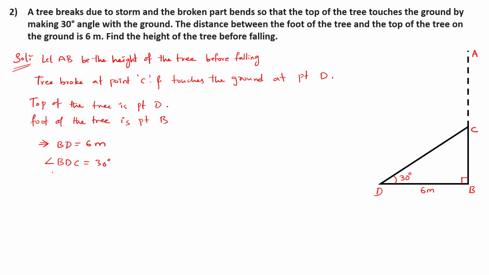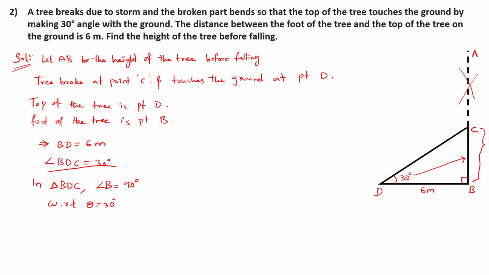Now, let's continue. Angle BDC is 30 degrees. Now, in triangle BDC, if you observe triangle BDC, angle B is equal to 90 degrees. Now, that became a right angle triangle. In that, acute angle theta is equal to 30 degrees. Here is your acute angle. With respect to this, BC becomes the opposite side. You must not consider this dotted line because it broke and fell down.